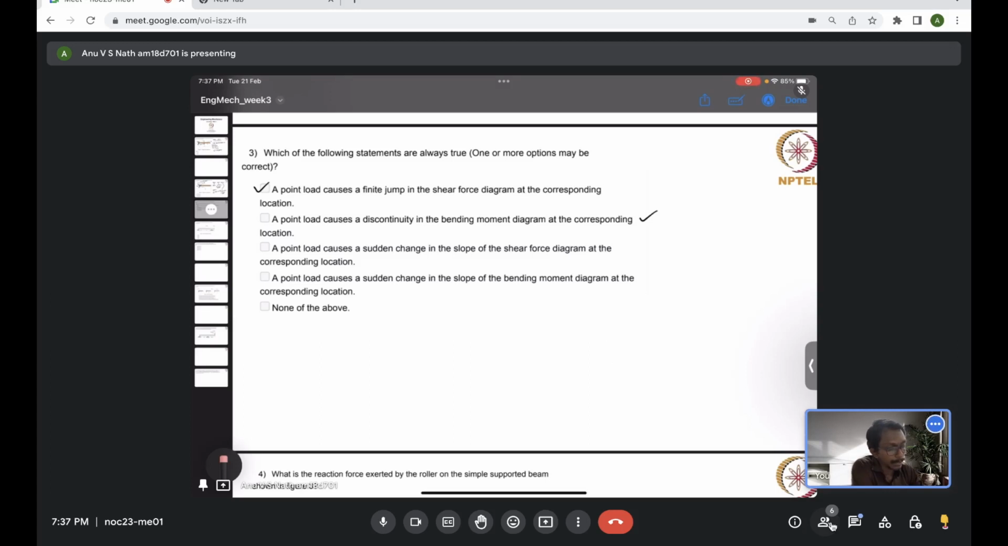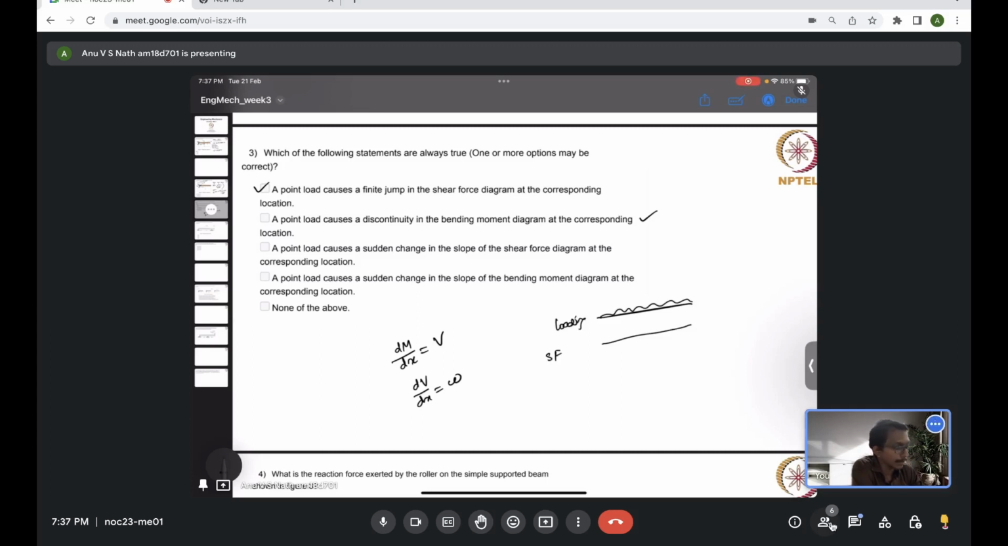So remember, the slope of the bending moment diagram is the shear force, and the slope of the shear force gives the loading. So if we start with a loading distribution, some kind of loading, let's say a UDL is acting, its corresponding shear force diagram will be, so this is the loading diagram.